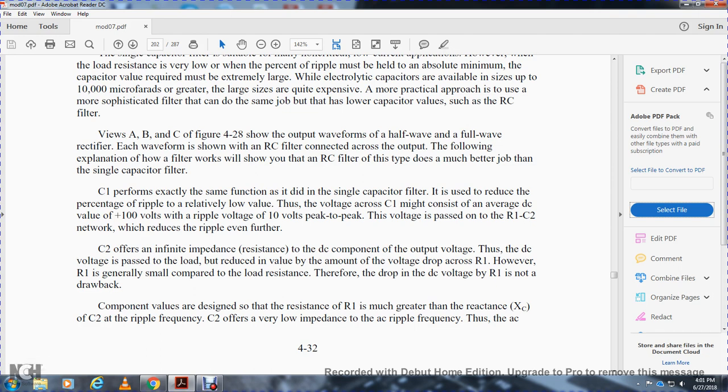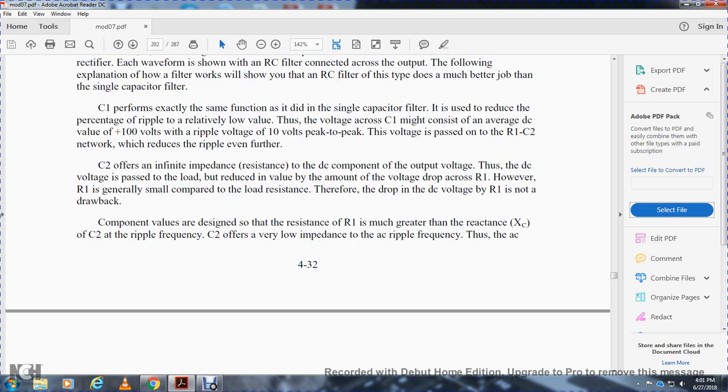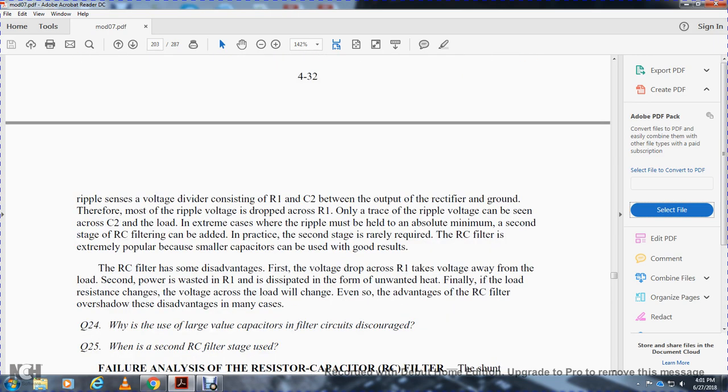Capacitor 2 offers very low impedance to the AC ripple frequency, thus resistor 1 and capacitor 2 form a voltage divider between the output of the rectifier and ground. Therefore, most of the ripple voltage drops across resistor 1, and only a small ripple voltage is seen across capacitor 2 and the load. In extreme cases where the ripple must be held to an absolute minimum, a second stage of RC filtering can be added, though in practice the second stage is rarely required.